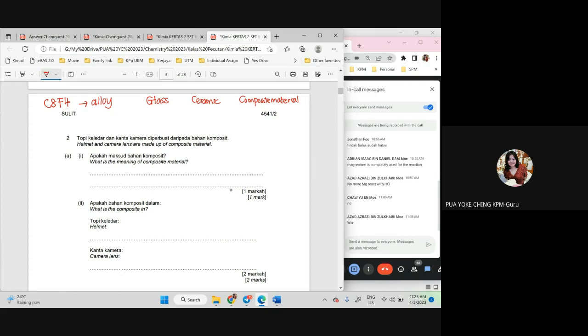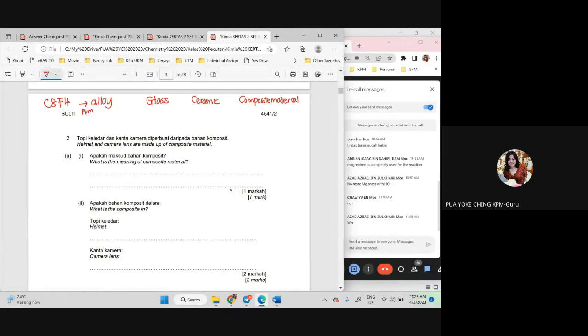So for alloy, remember the functions of alloying, the aim of alloying. Tujuan kita buat alloy to make it harder and stronger, lebih kuat, lebih keras. Yang kedua, to have an attractive appearance, lebih menarik. Yang ketiga, to resist rusting ataupun corrosion, untuk mengelakkan pengaratan ataupun kakisan logam.